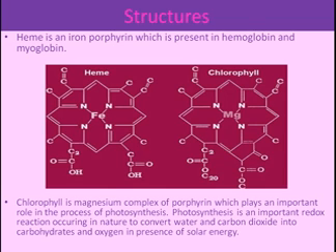Next, these are the two basic examples of metalloporphyrin. The first one is heme. It is known as an iron porphyrin, which is present in hemoglobin as well as myoglobin, because here the metal ion in the porphyrin structure is iron. So it is an example found in hemoglobin and myoglobin.